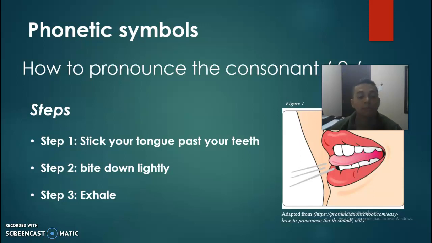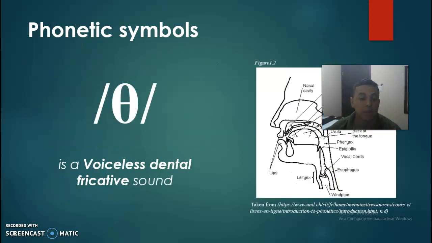Steps. Step 1. Stick your tongue past your teeth. Step 2. Bite down lightly. And step 3. Exhale. Look, it's done like this. This phoneme is a voiceless dental fricative sound. That is, as there is no vibration in the vocal cords, it is considered voiceless.